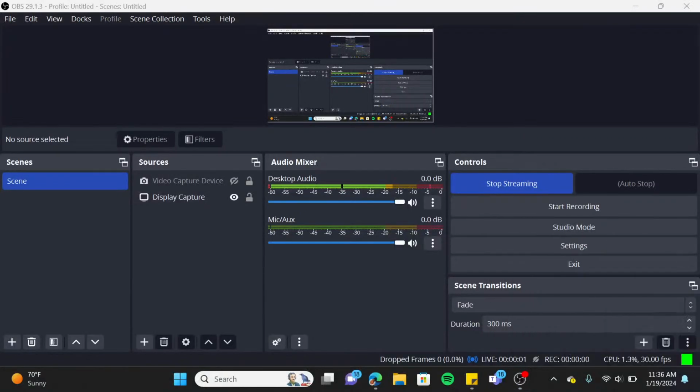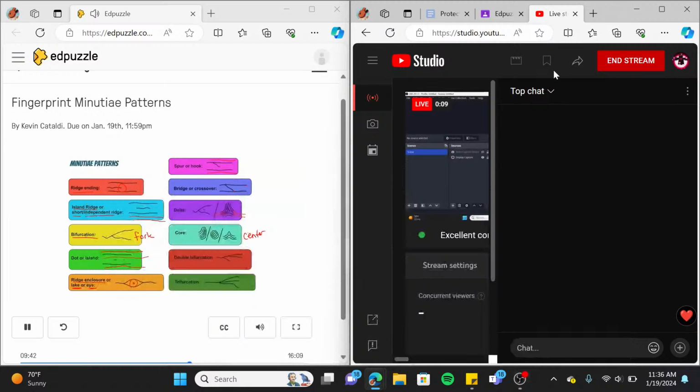Core or the center of each of the fingerprints. Double bifurcation is just like our original bifurcation, only you're going to have two or more individual ridges that kind of fork off of a main continuous ridge.